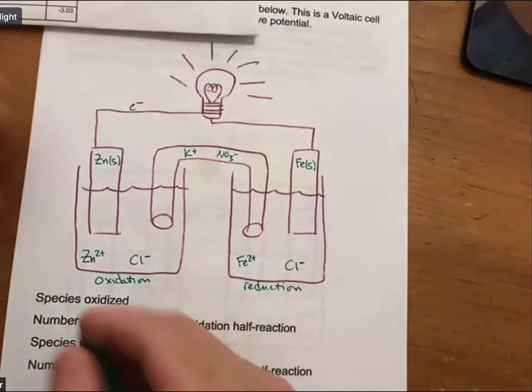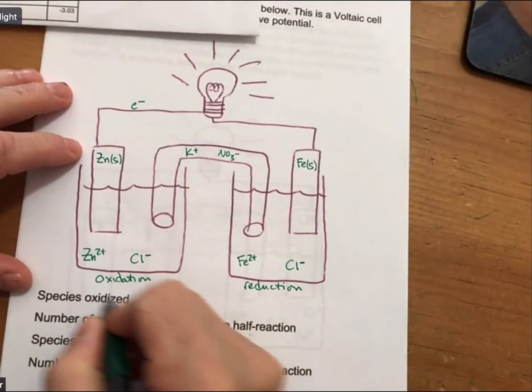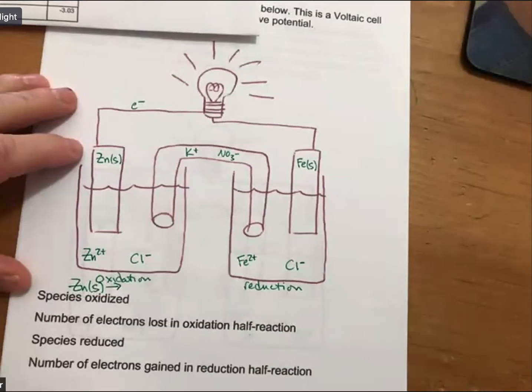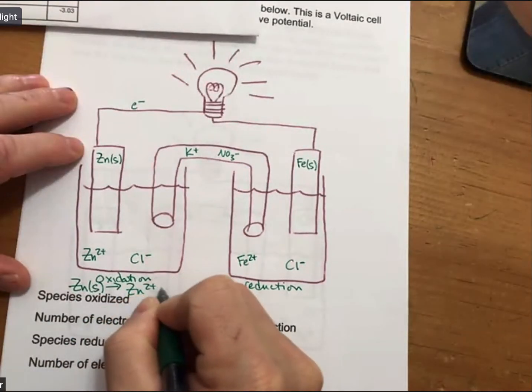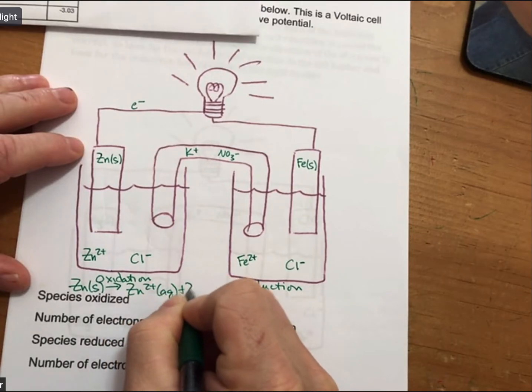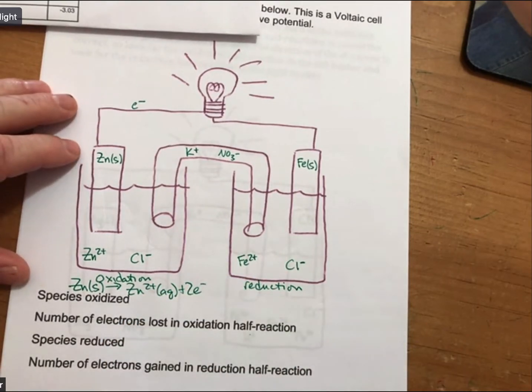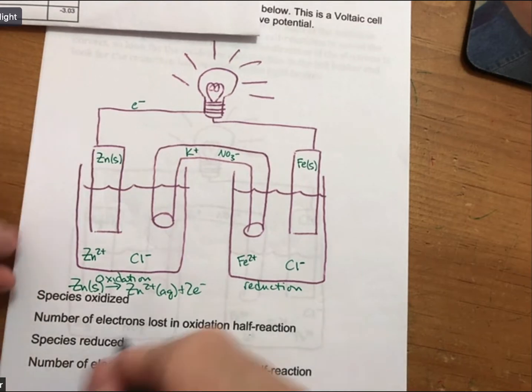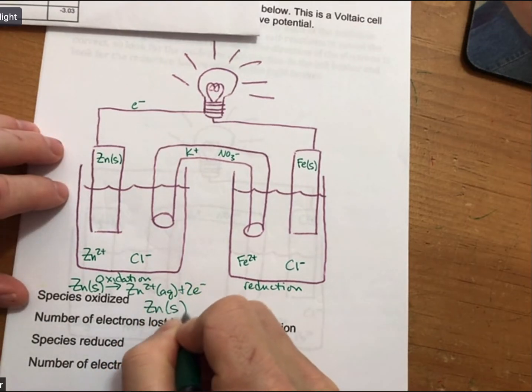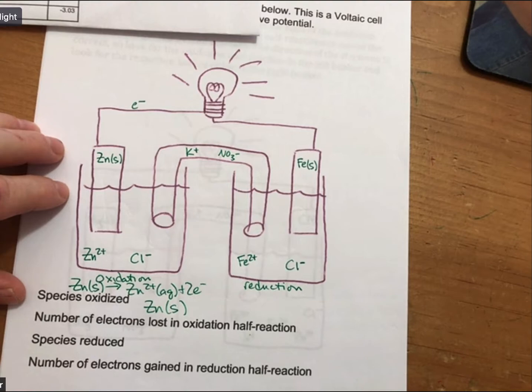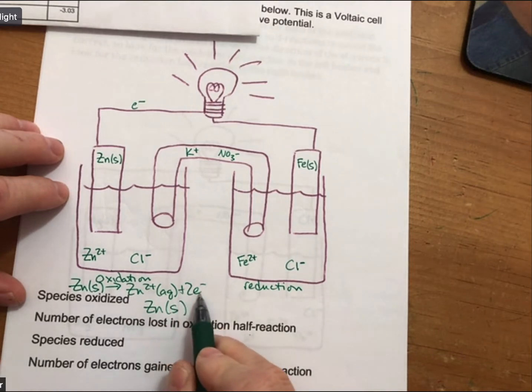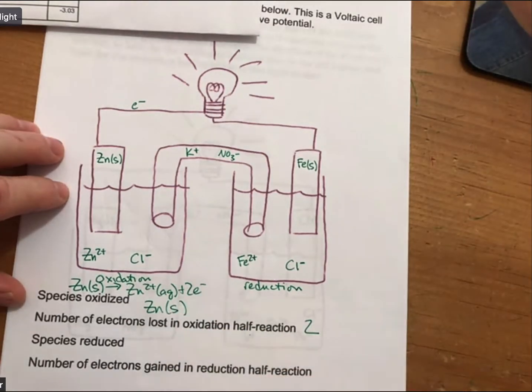So let me write that out. Our oxidation will be zinc solid goes to zinc 2 plus, plus 2 electrons, which means that our species oxidized will be zinc solid. The number of electrons lost in the oxidation half reaction, well, that's this number of electrons here. So we have 2 electrons lost.